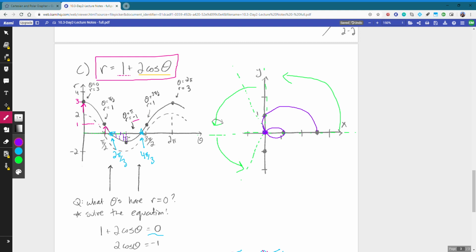And after that, moving from 4 pi over 3 to 3 pi over 2, our r is increasing up to 1. It's going to be getting more and more positive up to r equals 1 when we're facing straight down. And then finishing the rest of this, increasing our angle from 3 pi over 2 to 2 pi, our r is getting more and more positive up to 3, and we'll actually connect back up with the point that we started at.